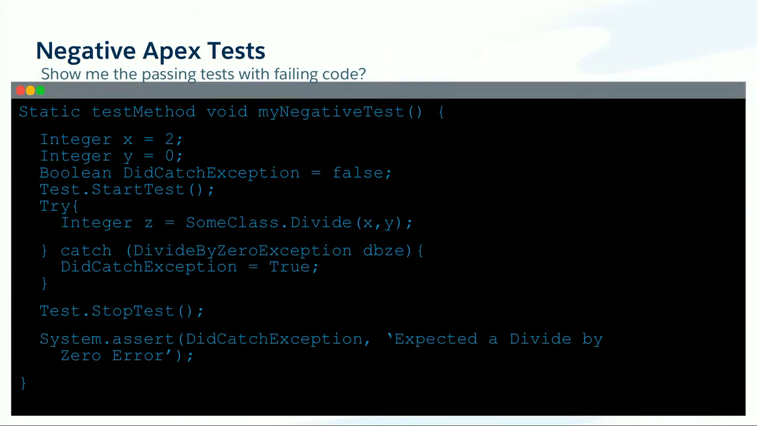So let's look at some code here. We've got our x and y, our data. We're going to set our Boolean to false. We're going to start our test. We're going to say divide x and y, and we're going to specifically catch a divide by 0 exception. If we do catch that particular type of exception, our Boolean becomes true. So when we get down to our asserts at the bottom, we can say system assert, this is true. Does that make sense?